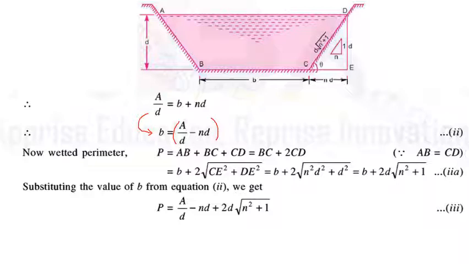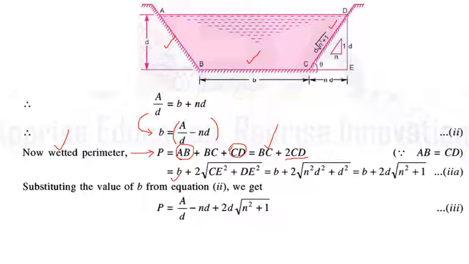So the wetted perimeter is P, which is AB plus BC plus CD. AB is this side, BC is this side, and CD is this side. So the perimeter is the length of these three sides which are in contact with the liquid, which is wet. So that is BC plus 2 into CD, because AB and CD are equal. BC is denoted by B.